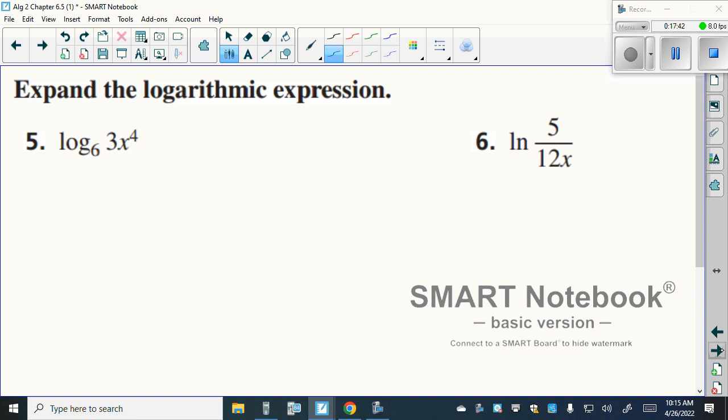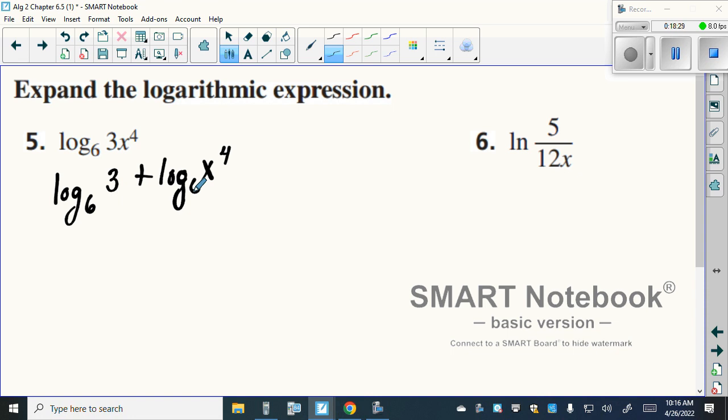Log base 6 of 3x to the 4th. Which property do we want to use first? So quotient would go first. Do we have anything being divided? No. So that's where we would start, but since there's no division, we don't have to use it. We don't have anything to do there. So we can move on to the next one, which would be our product, because we do have 2 things being multiplied. So we can rewrite this as the 2 being added together. So log base 6 of 3 plus log base 6 of x to the 4th.